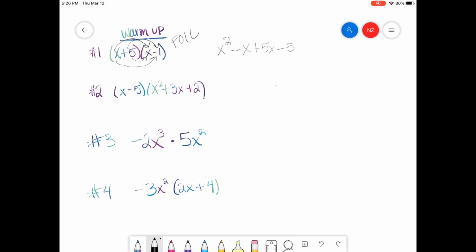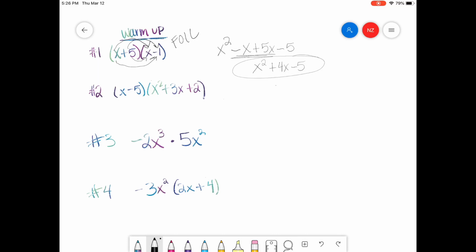Before I move on, I want to make sure that I've combined all my like terms and that it's written in standard form. If you take a look, the x squared is written first, then negative x, and then 5x, then negative 5. These two in the middle can be combined since they have the same base, x, and a power of 1. So I have x squared plus 4x minus 5 as my final answer.